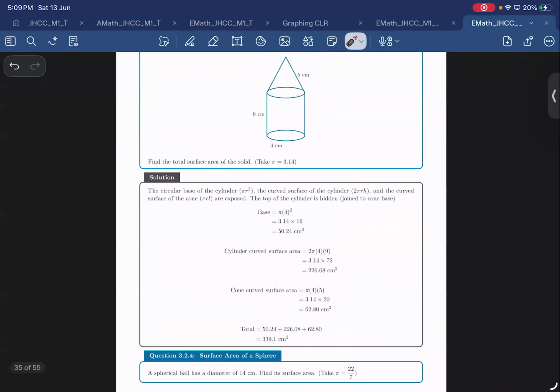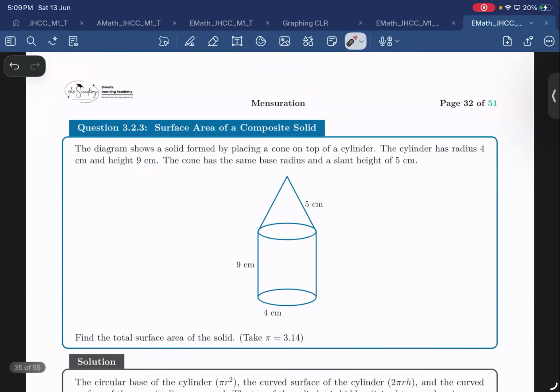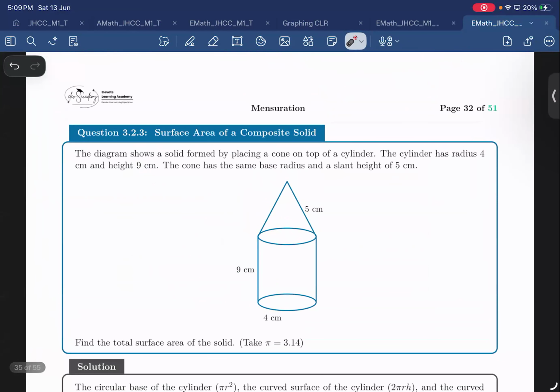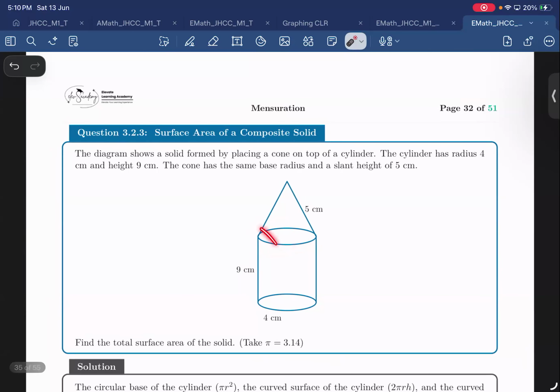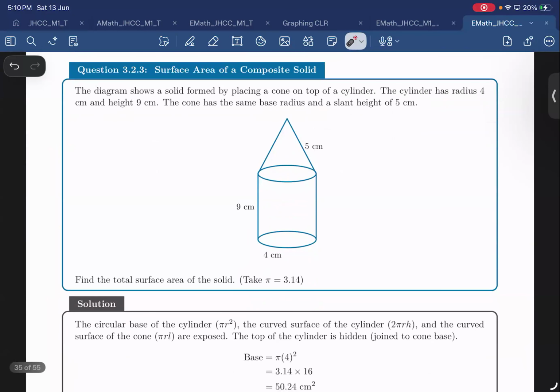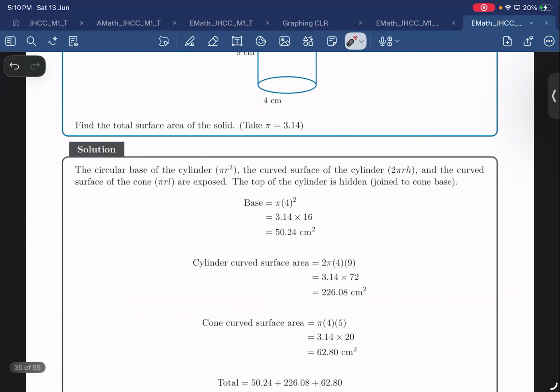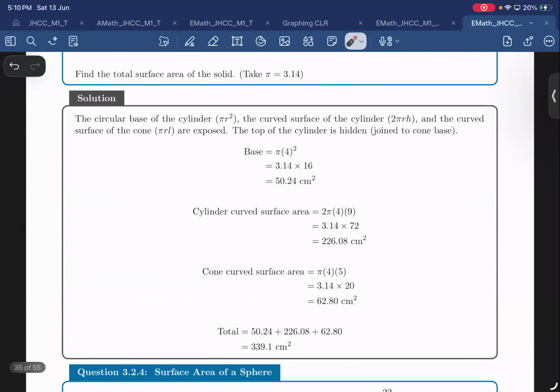This one I think we won't spend much time on. It's just the surface area of a cone plus cylinder. But take note, don't add this part also, because it is covered by the cone. So this will be the curved surface area, pi times radius times 5. Then the surface area of this cylinder, and then only the bottom. So you add those three things up as the answer.